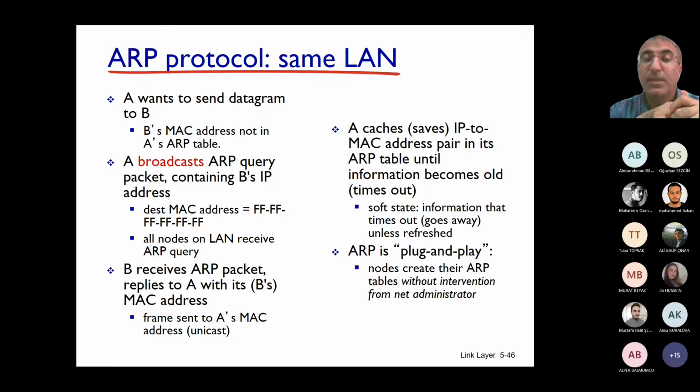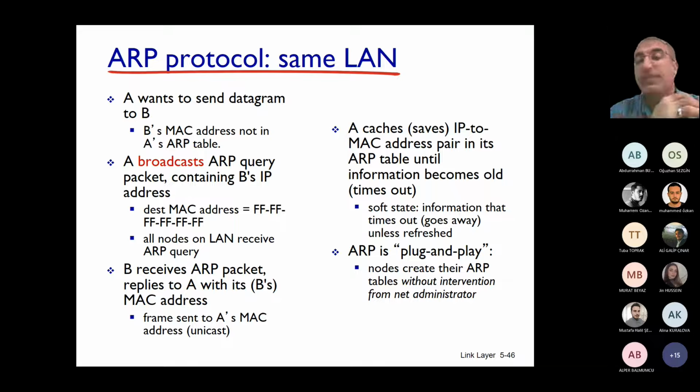using the broadcast destination MAC address. All the nodes on this LAN are going to receive this broadcast ARP query. Of course, only B is going to reply to A with its MAC address. B is going to send a frame with its MAC address to A's MAC address using unicast. It's not going to broadcast this information. It only unicasts, point to point, to A's MAC address.